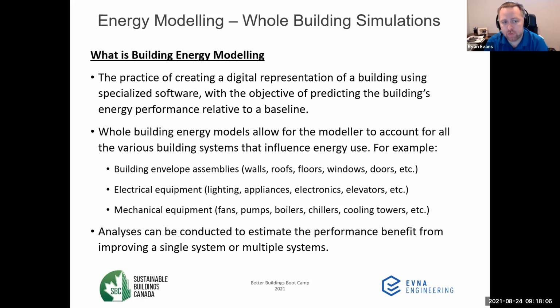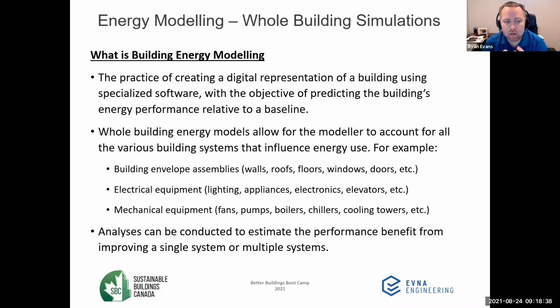For example, I mentioned building envelope assemblies. This will include your exterior walls, roofs, floors, windows, and doors; anything that's going to be the outside skin of the building. Then there's electrical equipment. You're thinking of lighting, appliances, electronics, your phones, computers, monitors, televisions, sound systems, what have you. In more commercial buildings, you'll also have elevators and escalators. These are all types of electrical equipment that we have in a building.